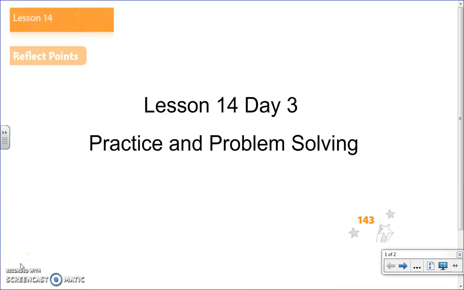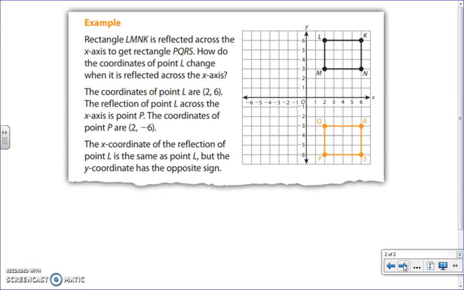Alright, this is Mr. Gillum, and today we're going to be looking at an example problem from your Paxton Problem Solving book on page 143. The problem says that rectangle LMNK is reflected across the x-axis to get rectangle PQRS. How do we know the coordinates of point L change when it is reflected across the x-axis? And so then it goes on to explain the answer here, and it kind of shows the diagram here.